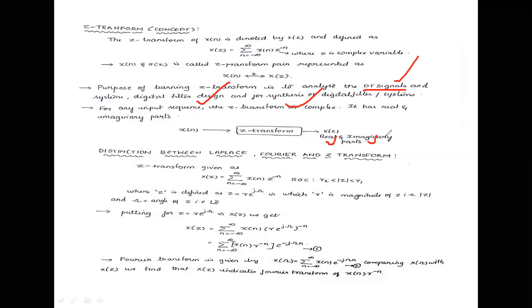Why are we saying it has a real and imaginary part? Because z is a complex variable here. Complex means having a real part and an imaginary part.